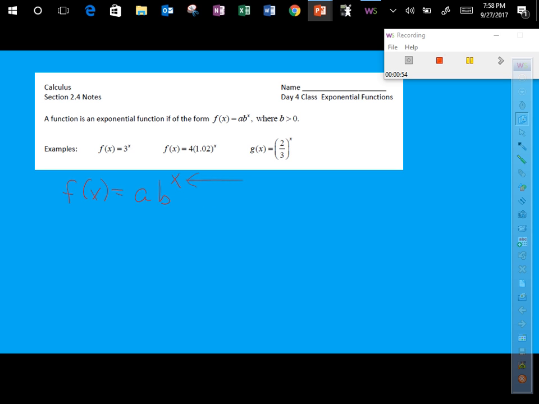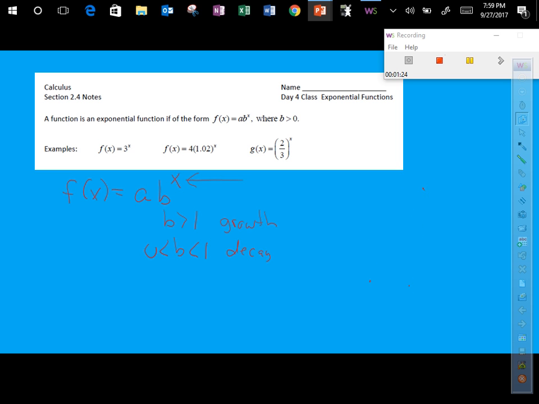A little trip down memory lane. If b is greater than 1, it's going to represent exponential growth. And if b is between 0 and 1, it's going to represent decay. We do not allow b to be negative because if it did, our graph would jump like this. So our graph would look something like that. So b can't be negative.